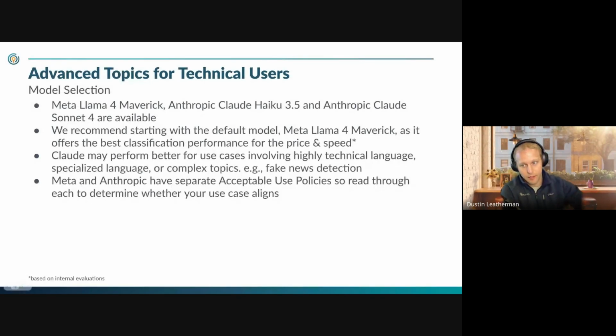We've launched Taxonomer with 3 models available out of the gate: Meta's Llama 4 Maverick, Anthropic's Claude Haiku 3.5, and Anthropic's Claude Sonnet 4. For your first Taxonomer jobs, we recommend starting with the default model, which is Llama 4 Maverick, as it offers the best classification performance for its price and speed.